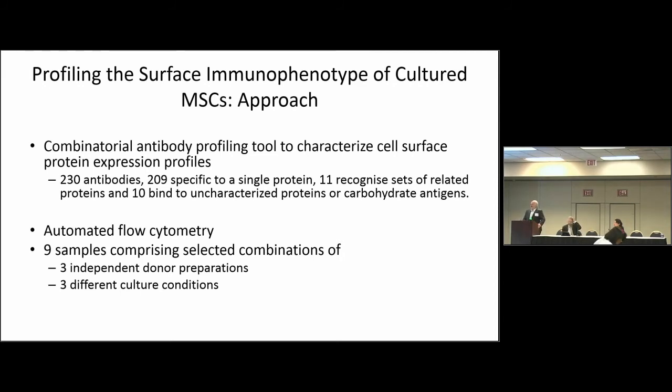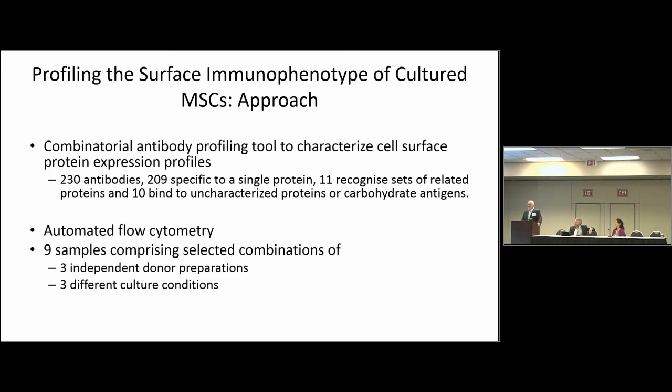So one of the approaches that we've taken is to look at the global surface immunophenotype of expanded MSCs to try and understand which markers could be potentially useful. To do this, we developed a combinatorial antibody profiling approach, which essentially involves a panel of 230 antibodies which identify surface molecules that can be expressed commonly on cells. We tried to correlate the expression of these markers with the quality of the cells.